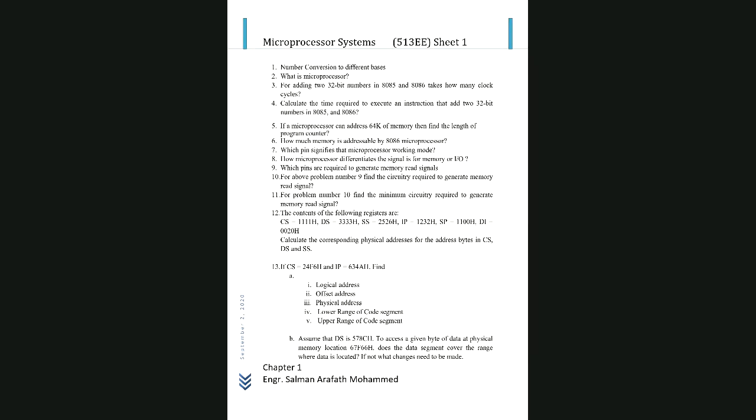Calculate the time required to execute an instruction that adds two numbers. In problem 3, he has asked only the number of cycles. In problem 4, he is asking to find out the time also. Clock cycle is nothing but its speed. Time is nothing but 1 by f, 1 by frequency. So it's very simple. Now let's go back to our slide.